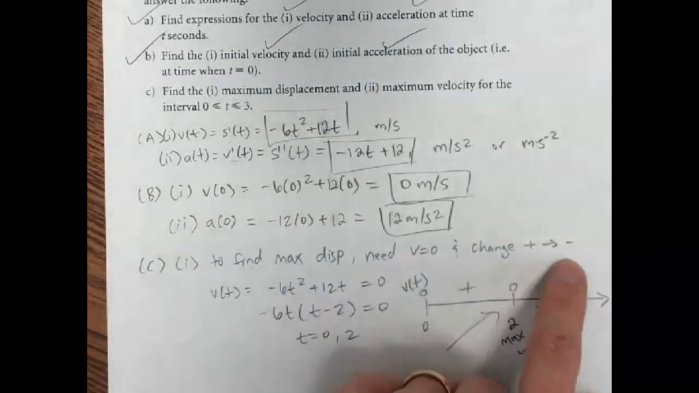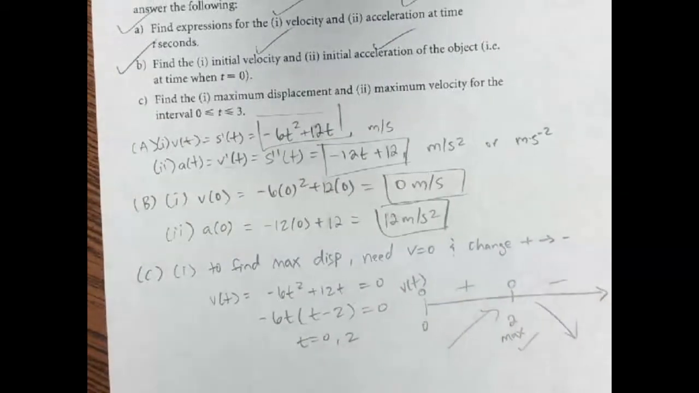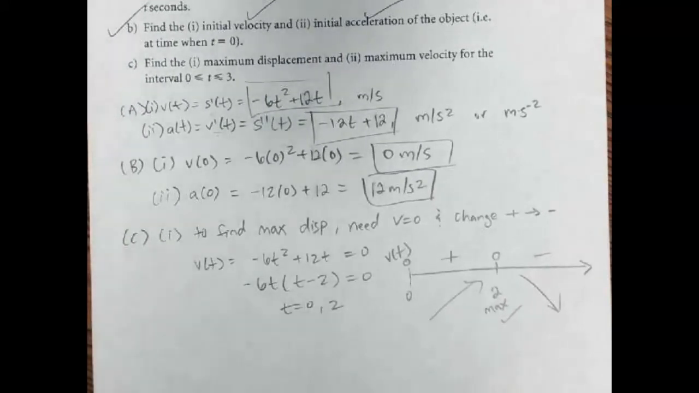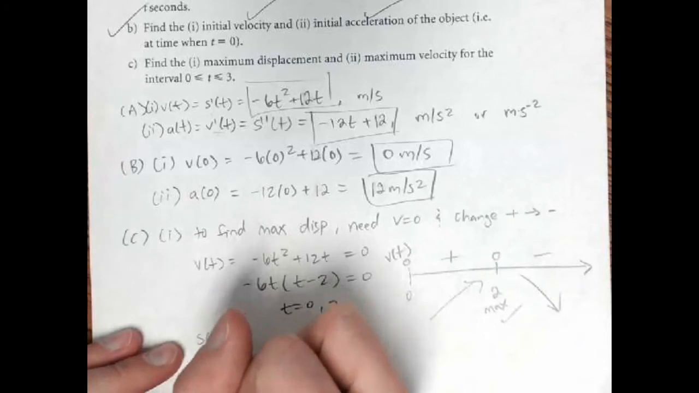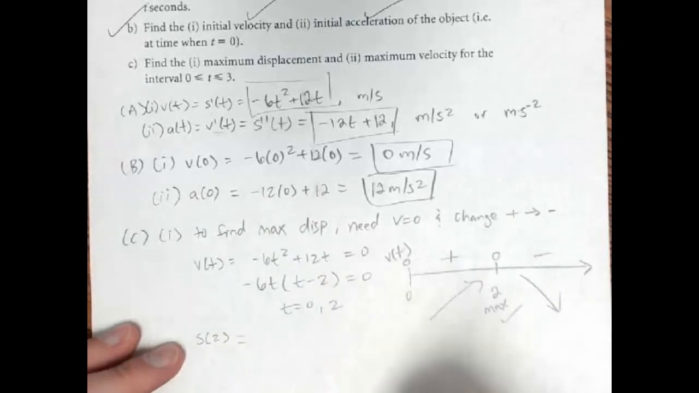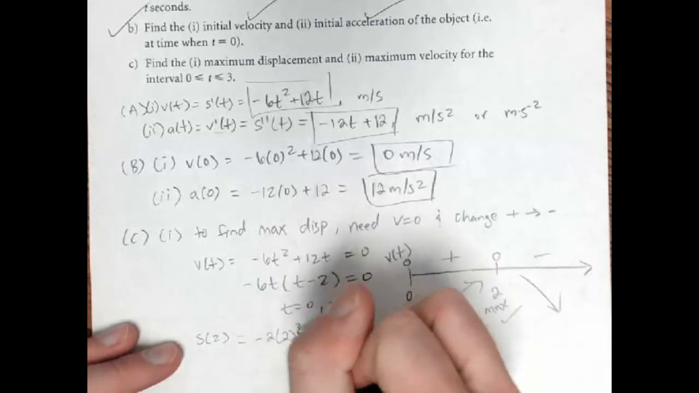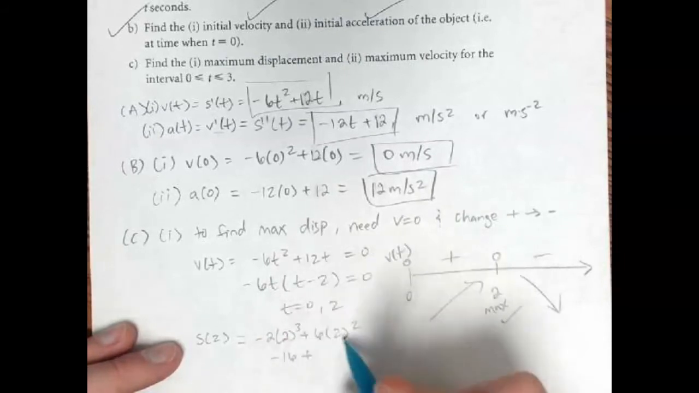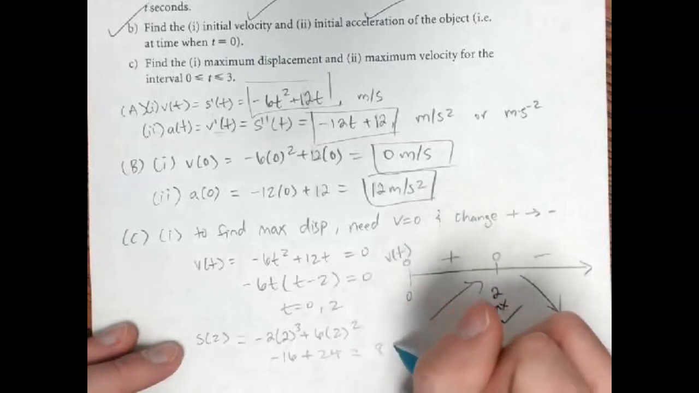How does it change? So you should still be doing your sign chart to confirm that it changes in the correct order. But of course, it probably will. Now we still need to answer, because it doesn't ask what's the time value where you have the max displacement. It says what is the max displacement. So I'd still have to take this 2 and plug it back into the original position function. So I'd have negative 2 cubed plus 6 squared. That's going to be negative 16 plus 24. So it looks like that maximum displacement is going to end up being 8.